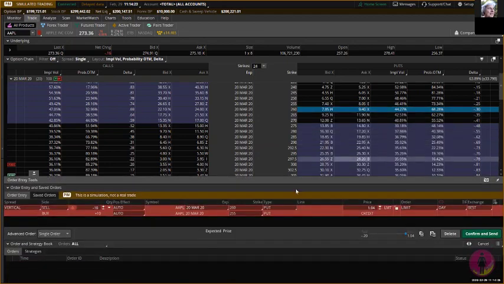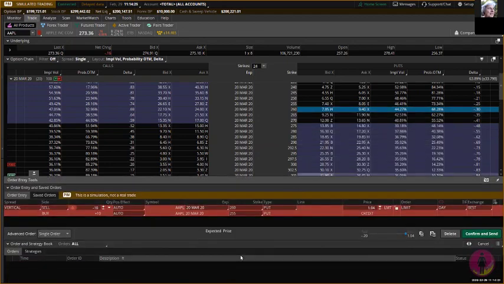Right, what color do you have there? Red. What does it say under your price? It says credit. So is this a credit spread or a debit spread? It stands credit. So it's a credit spread. Right, so delete. Now go to your delete.